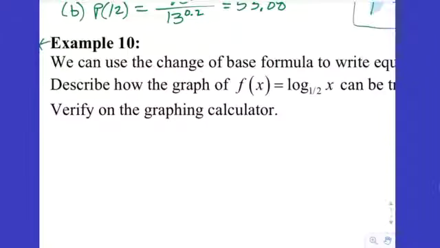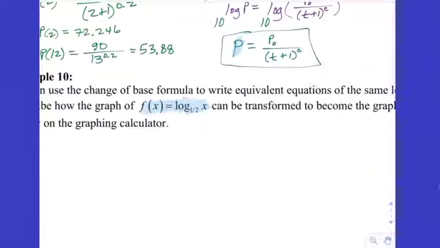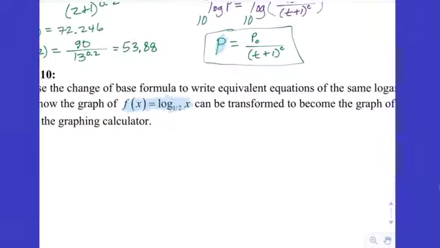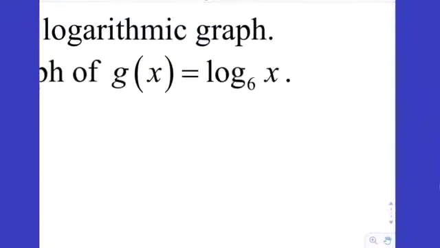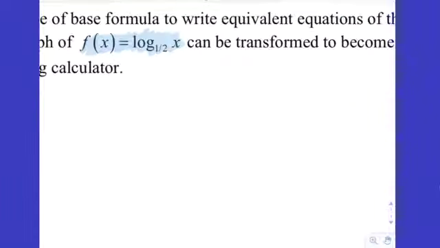So here's the task that we want to do. Describe how the graph of f of x equals log base 1/2 of x. That's logarithmic what? Growth or decay? Decay. Good. The base is a half. How can we take that graph and transform it to become the graph of log base 6 of x? All right. Verify on your graphing calculator.